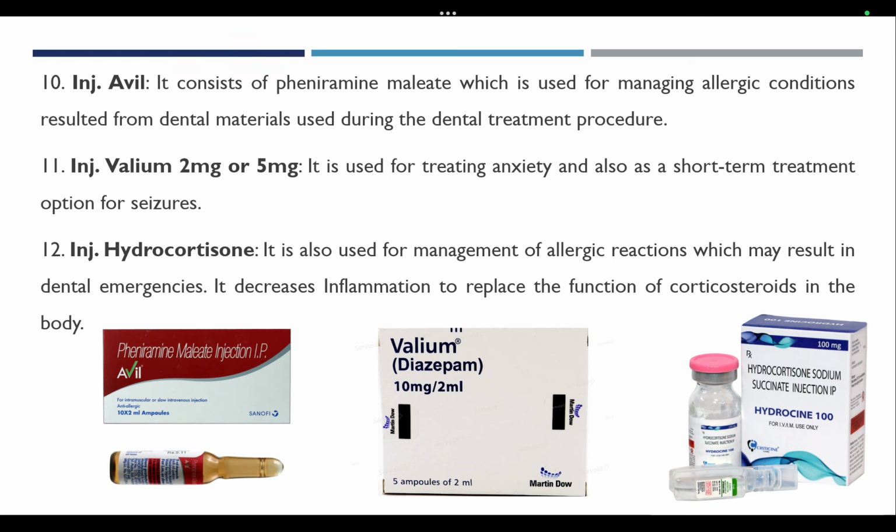Other injections are Avil. Avil is used to manage allergic conditions resulting from dental materials used during the dental treatment procedure. Valium 2 milligram or 5 milligram is used to treat anxiety and as a short-term treatment option for seizures. Also, hydrocortisone injection is used to manage allergic reactions, like Avil, but for the more serious allergic reactions. It decreases inflammation and also replaces the function of the corticosteroid in the body.